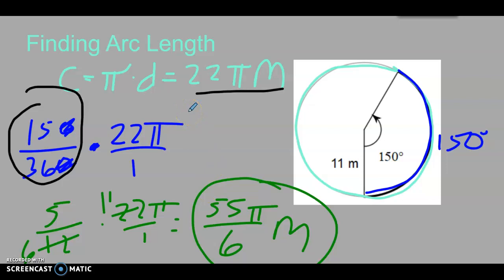So the more difficult part of this isn't going to be the arc length. It's going to be working with the fraction. We want to leave our answers in terms of pi. We want our answers labeled in a unit of measurement because we're talking about an actual measurable distance. And the challenge comes from reducing the fractions.